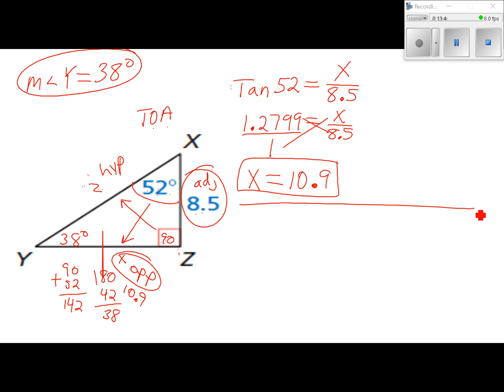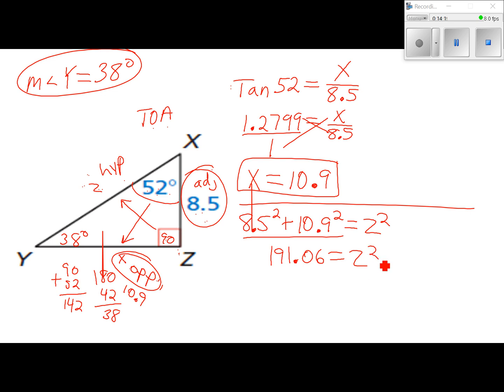And with Pythagorean theorem, these are the 2 legs. This is the hypotenuse, so it's going to be 8.5 squared plus 10.9 squared equals little z squared. And I can plug all this right into my calculator and do 8.5 squared plus 10.9 squared, and I come up with 191.06. That equals z squared.